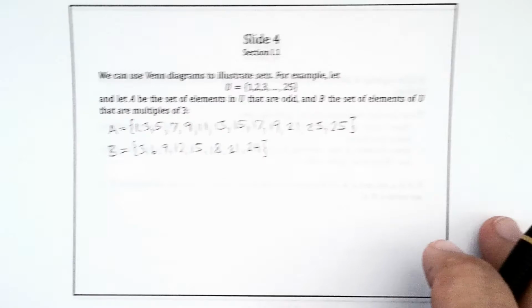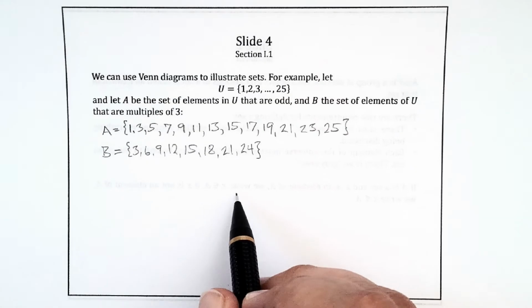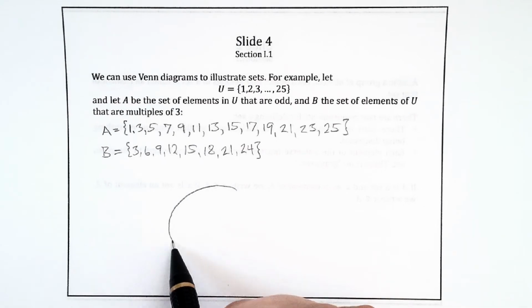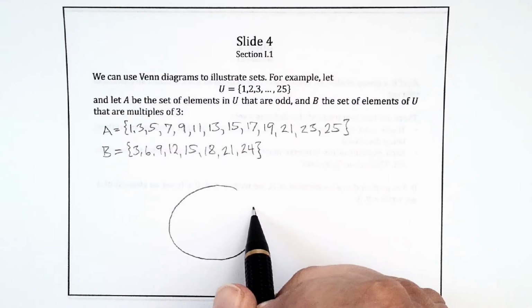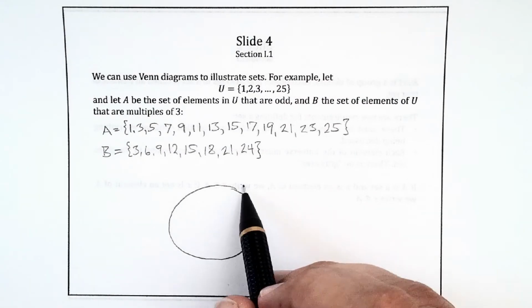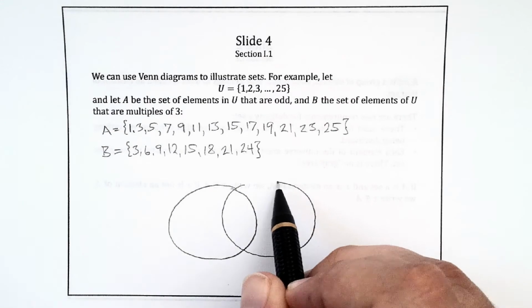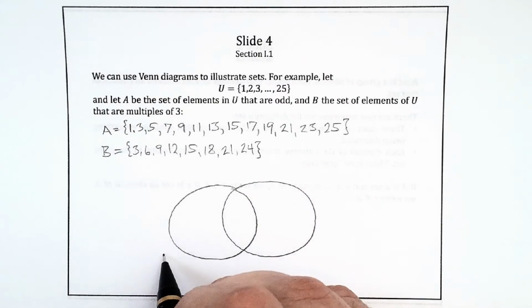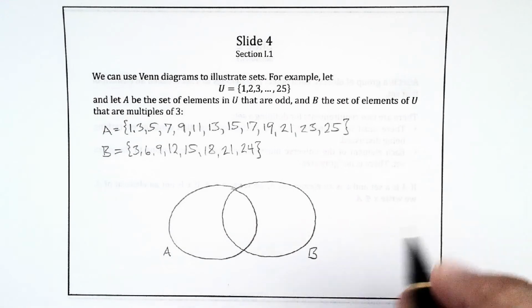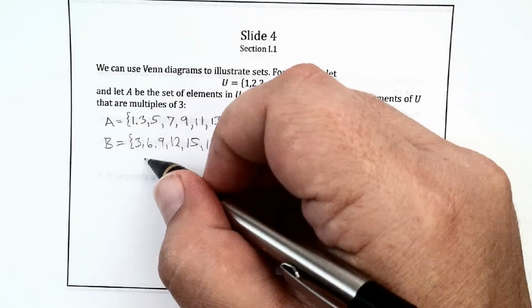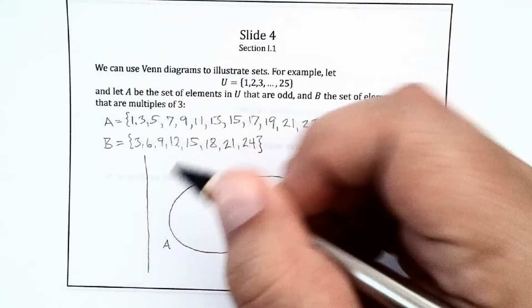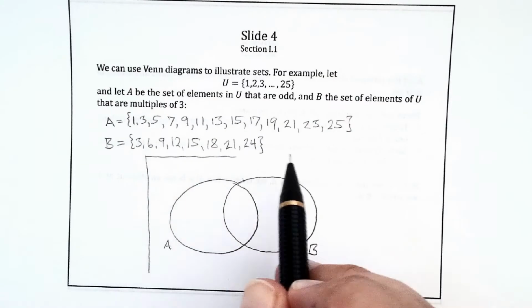I'm going to begin by drawing two big loops. They're going to represent our sets A and B. So here's A. Here's B. And I need a box around them both because we have this universe in the background that contains both of them.